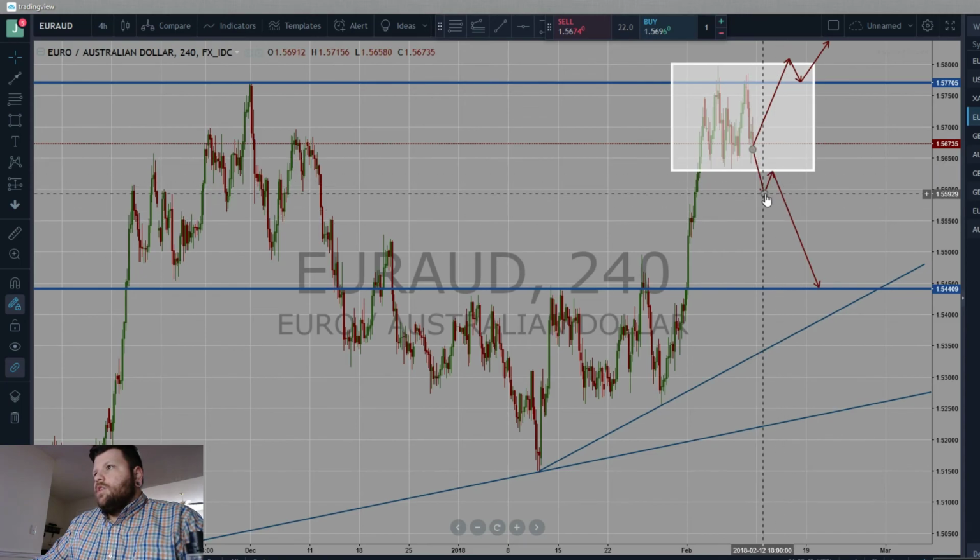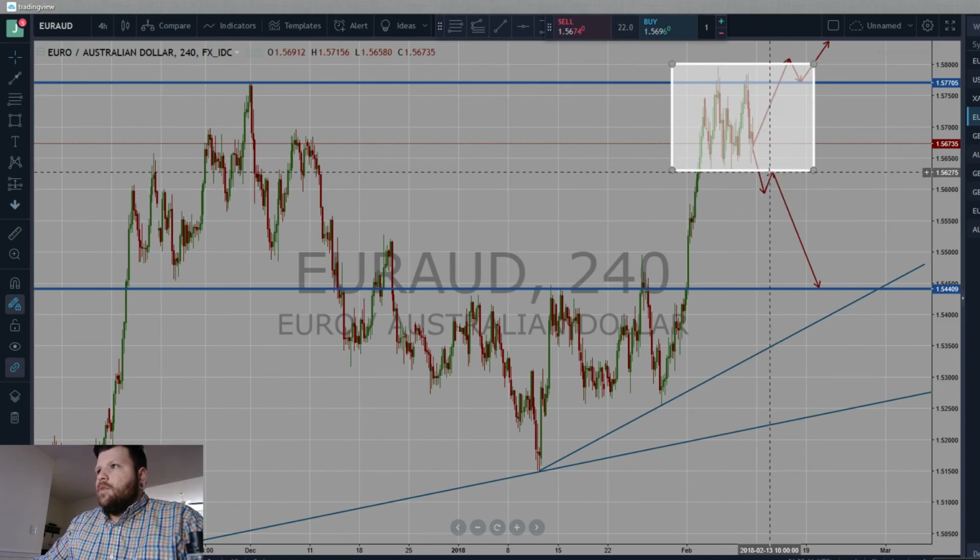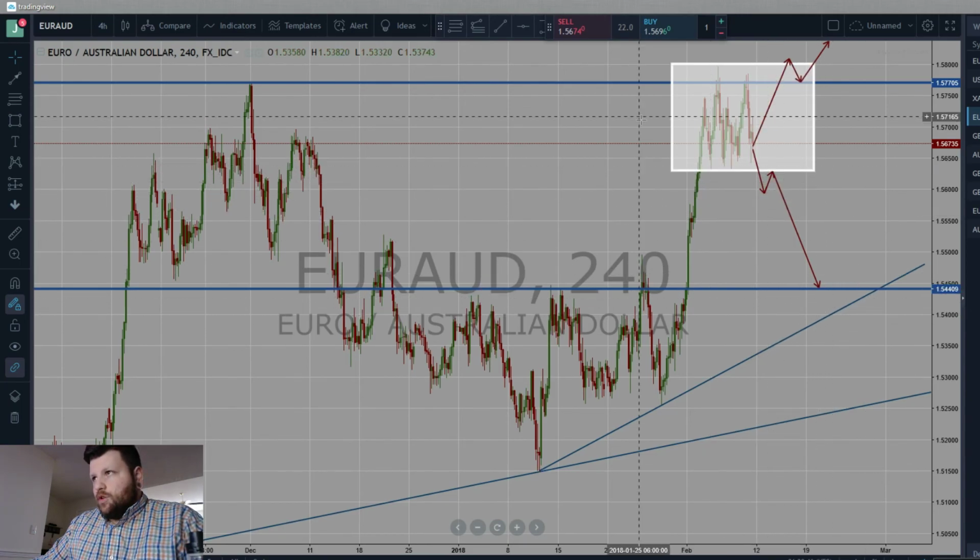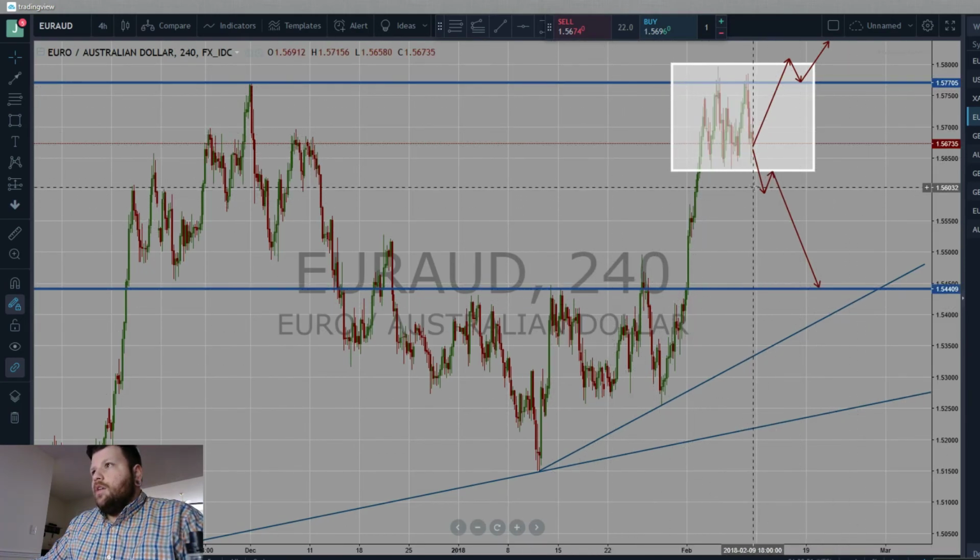Adversely, we could see the breakout of the bottom of the box, the retest of that structure, and then continue downward to somewhere around these levels, if not this trend line or this trend line down here. We're simply waiting for EA to tell us which direction it wants to go.